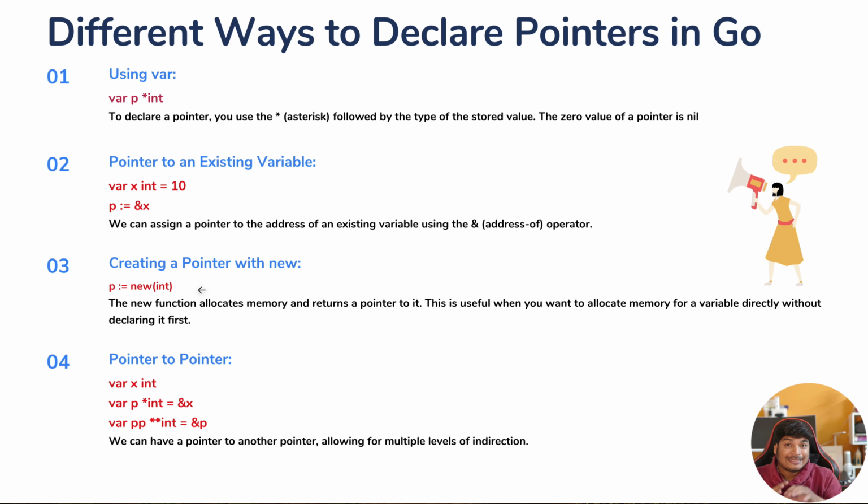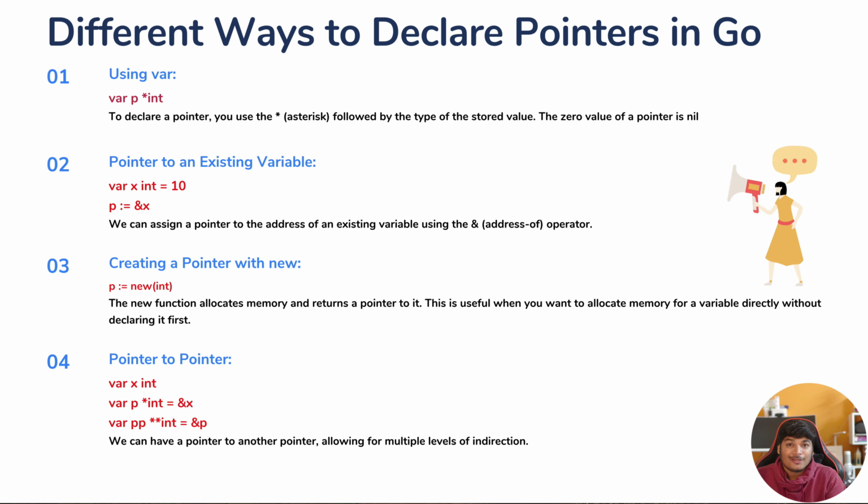Then the third way is creating a pointer with the new function. For example, p := new(int). What this new function does is allocate the memory and return a pointer to it. This is useful when you want to allocate memory for a variable directly without declaring it first. You just don't want to declare it, but allocate the memory as well.